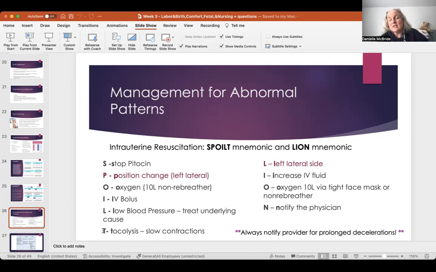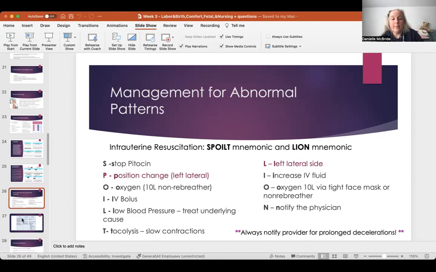And then we're notifying. If we're having prolonged decelerations that are lasting longer than 2 minutes, or we're having late decelerations that we're needing to intervene on, we also should let the doctor know.